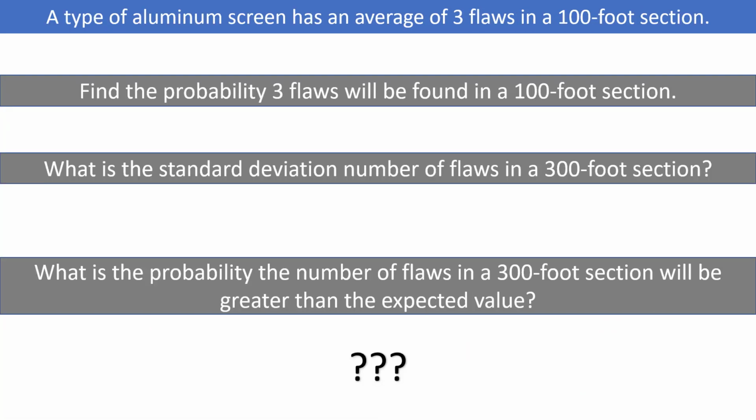Alright, here's a problem for you to try. A type of aluminum screen has an average of 3 flaws in a 100-foot section, and you're asked a number of questions about this. So pause the video and give it a shot, and I'll be back in just a minute to help you through some of the problems.